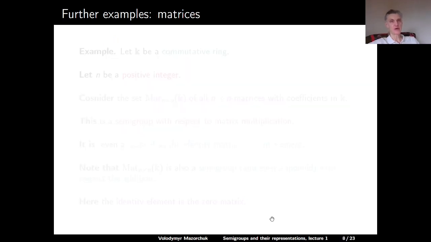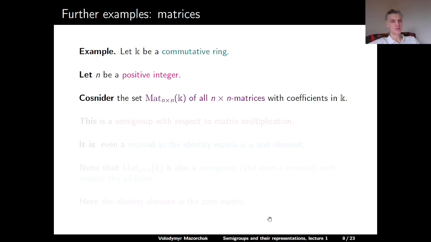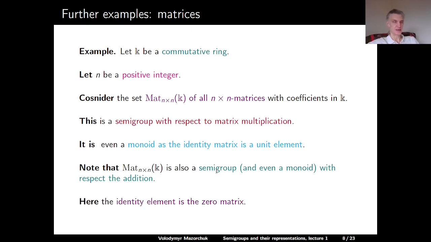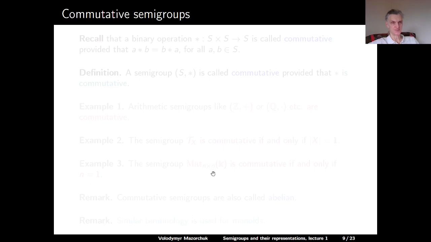Next example is a semigroup of all matrices. Let K be a commutative ring and n a positive integer. Consider the set Mat_{n×n}(K) of all n times n matrices with coefficients in K. This is a semigroup with respect to matrix multiplication because matrix multiplication is associative. It is even a monoid as the identity matrix is a unit element. Note that the set of all n times n matrices with coefficients in K is also a semigroup and even a monoid with respect to matrix addition, and here the identity element will be the zero matrix.